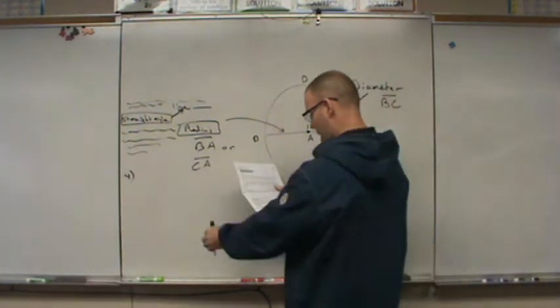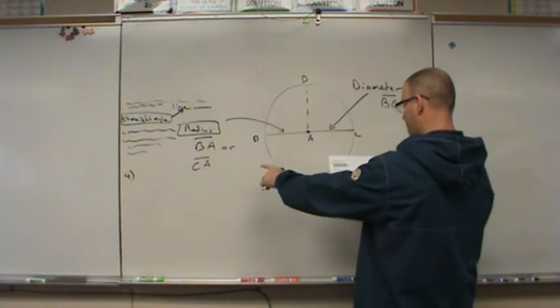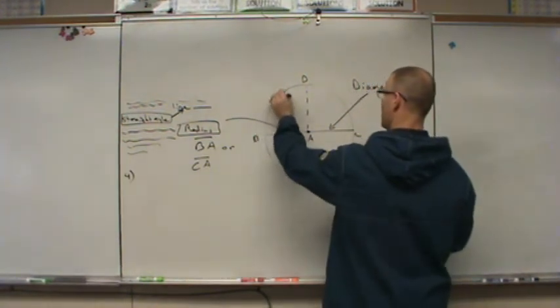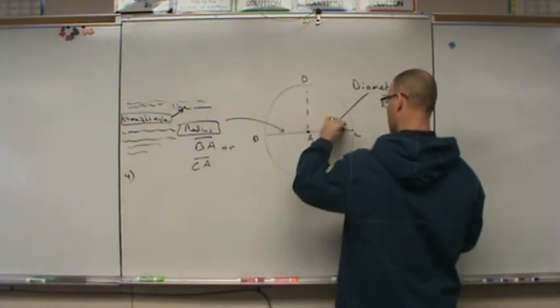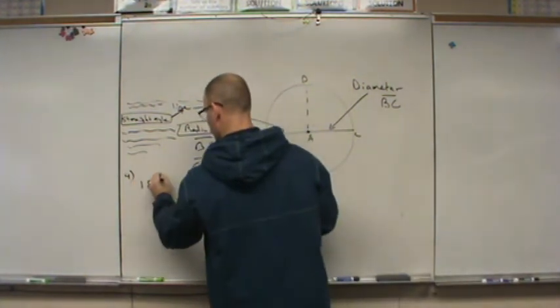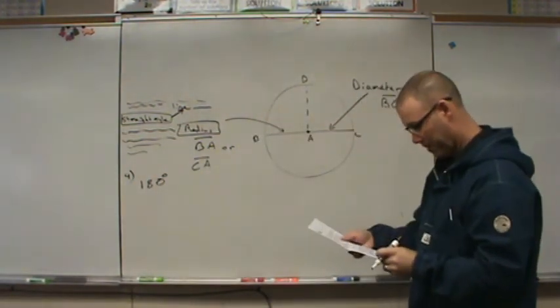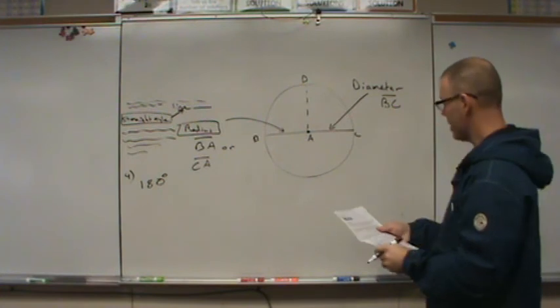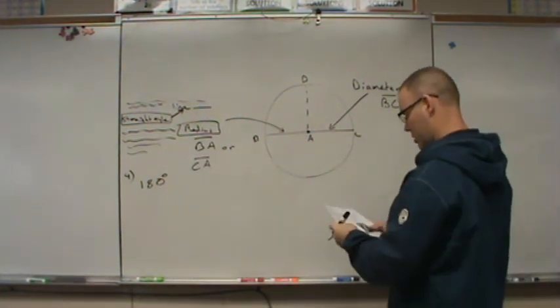Question 4. How many degrees do you think are in a straight angle? Going from B all the way over to C, right? If you said 180 degrees, you are correct. Right? So that takes care of our definitions for today.